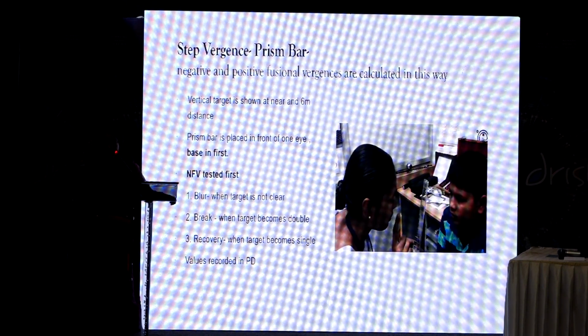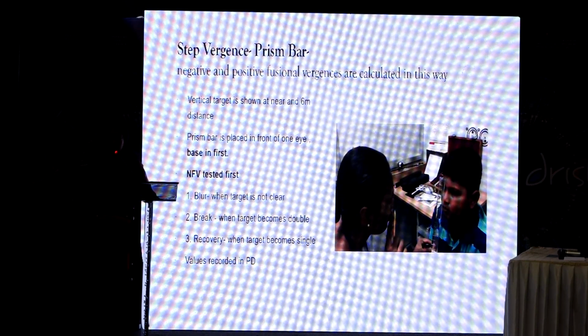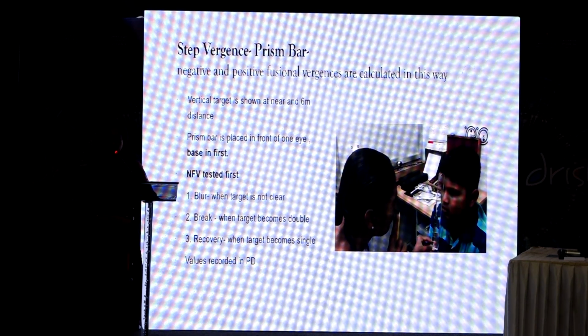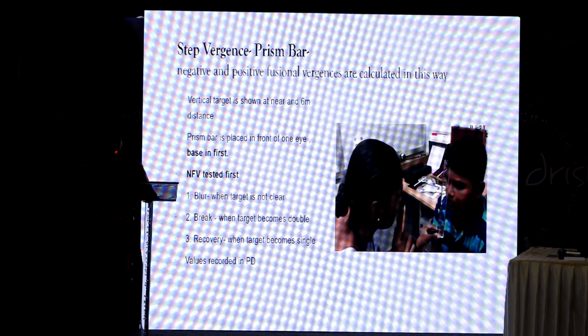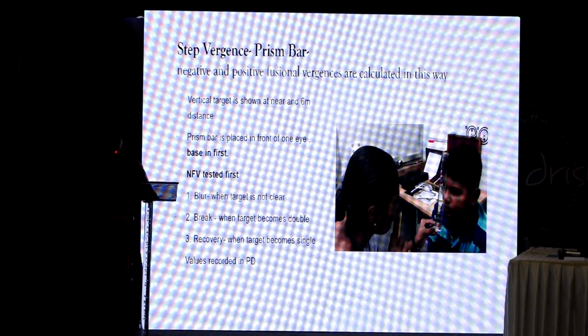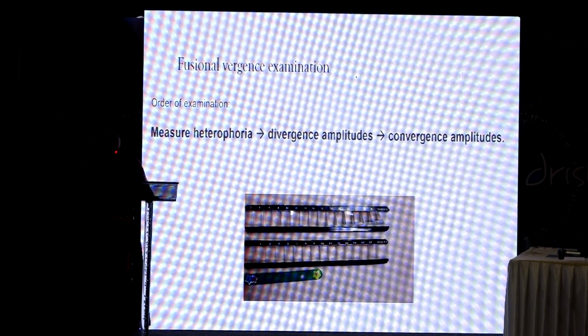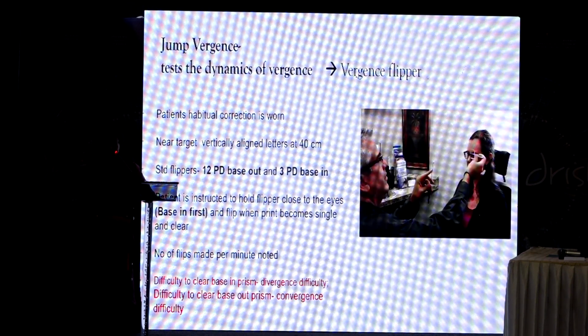So step vergence is assessed using the prism bar. A vertical target is shown at near and at 6 meter distance. Prism bar is placed in front of one eye, base in first, and negative fusional vergence is tested first. Blur is when the target is not clear, break when the target doubles, and recovery when the target becomes single. All the values are recorded in prism diopters. Fusional vergence examination, please remember the order of examination: measure heterophoria first, followed by divergence amplitudes, and then we move on to convergence amplitudes assessment.